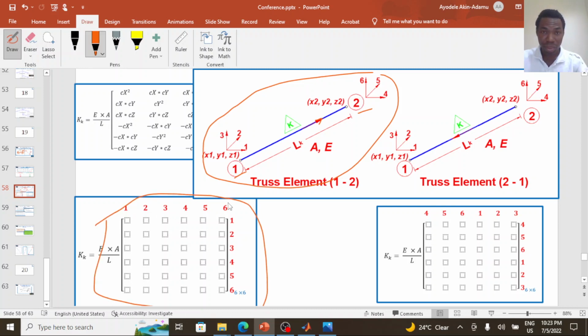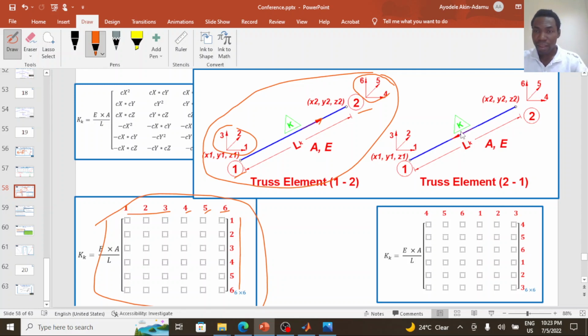how do I number the rows and columns? You will number the degrees of freedom at the start node first, followed by the degrees of freedom at the end node. Because the arrowhead is pointing from 1, I will start my numbering from the start node, which is node 1, and the degrees of freedom at node 1 are 1, 2, 3, followed by the end node, 4, 5, 6. The same thing for the columns: 1, 2, 3, 4, 5, 6.